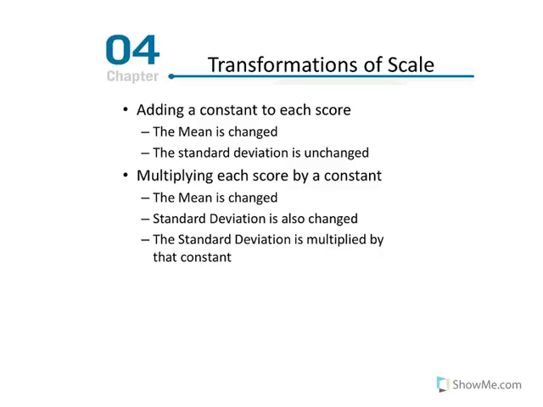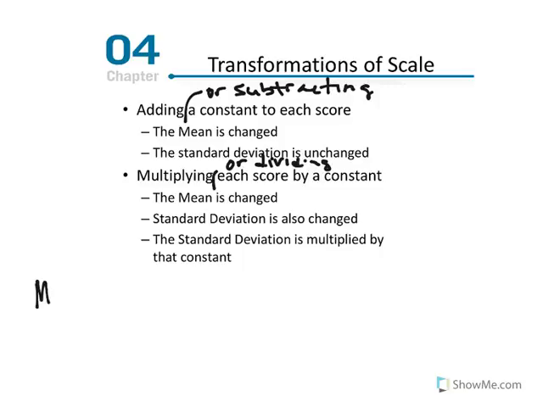In chapter 3, I presented the rules of transforming a distribution when we're adding, subtracting, multiplying, and dividing by a constant. So here's a brief summary. When we add a constant to each score, and this also applies to subtracting a constant from each score, and multiplying or dividing each score by a constant. So our rules, again, just to review, I've presented this in a previous lecture.